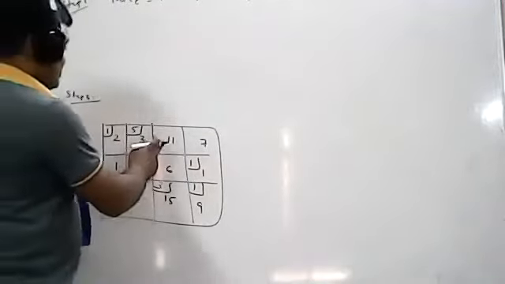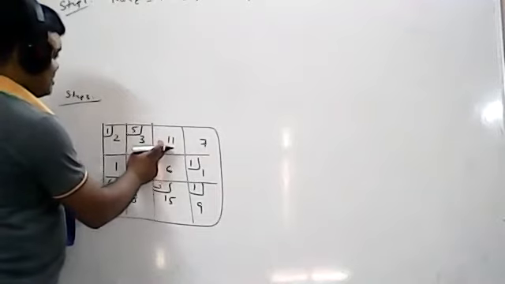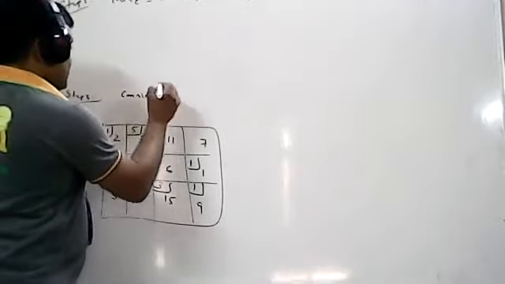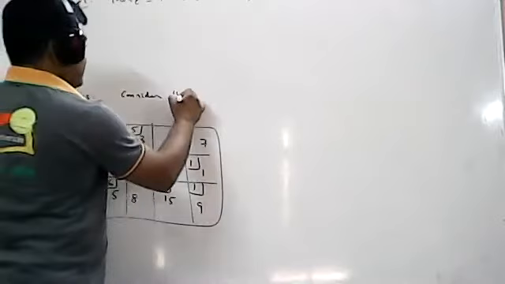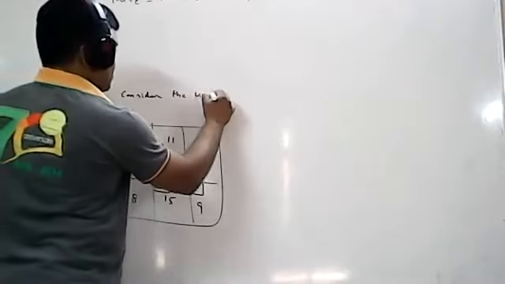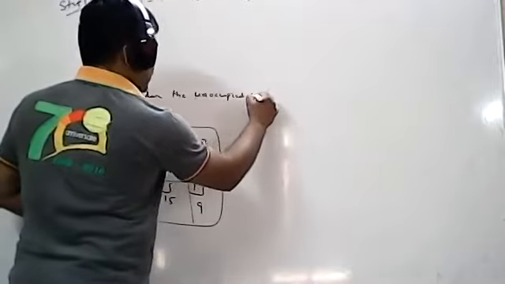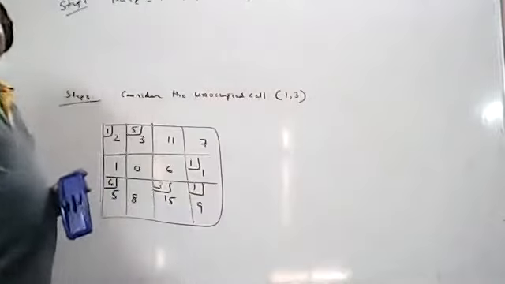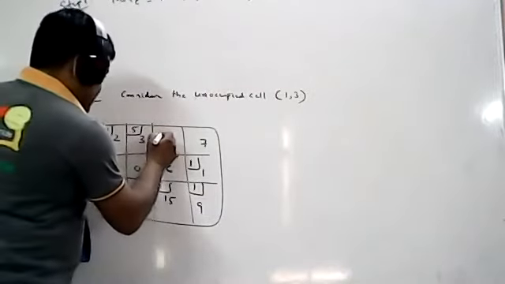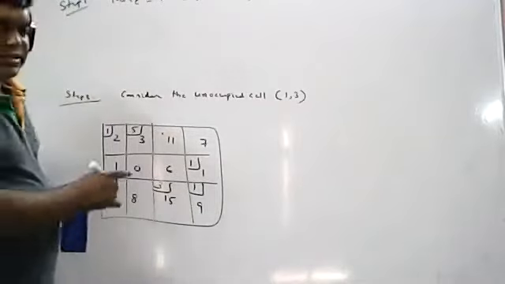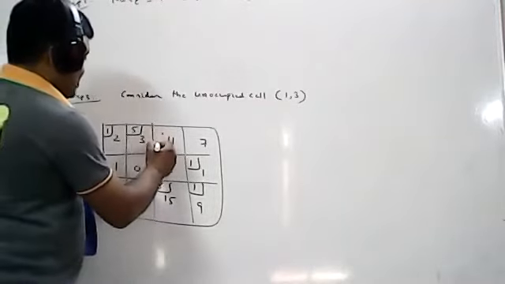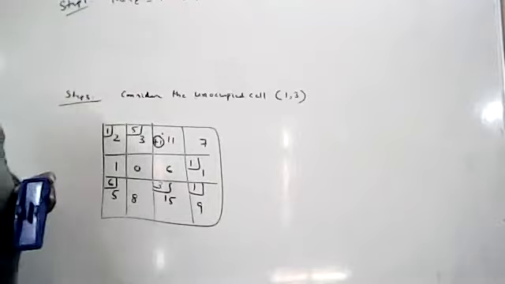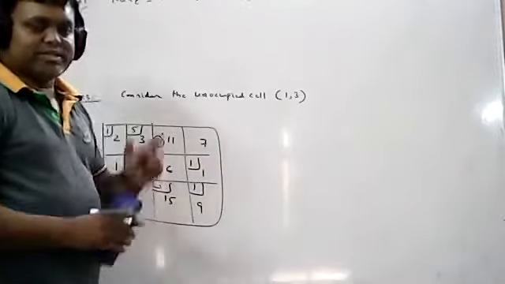So I will take the first unoccupied cell. This cell is the first unoccupied. What is this cell number? 1, 3. First I am considering unoccupied cell 1, 3. Wherever you have considered the unoccupied cell, there assign +1 to that cell. Actually, plus theta you will consider in the MODI method. Now you have to assign +1.